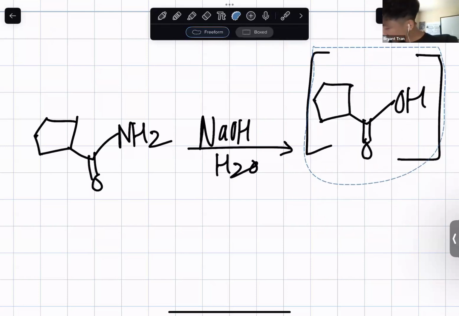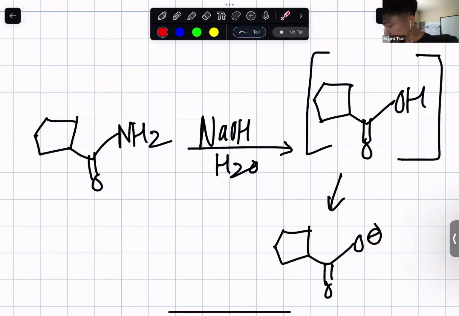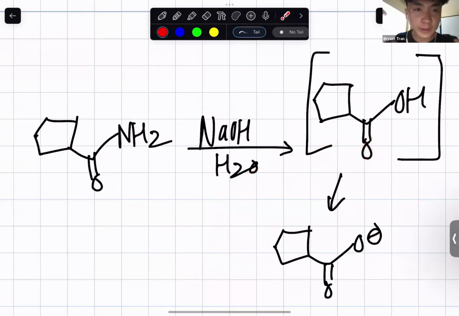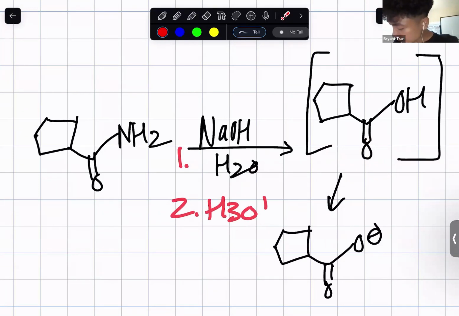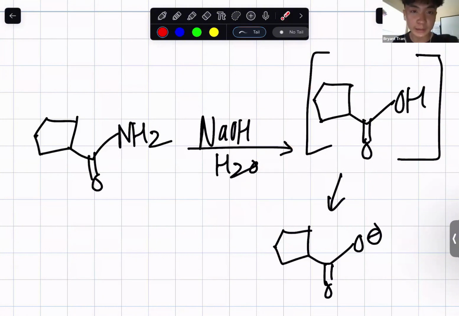It would become deprotonated to become this carboxylate here in basic conditions. And then if you want to do acid workup like H3O plus, then that will become the carboxylic acid. It will go back to the carboxylic acid. But for this class, even if he doesn't put, let's say, a second step acid workup, if you put this as the answer, you still get full credit because he assumes that there's an acid workup step. Okay.